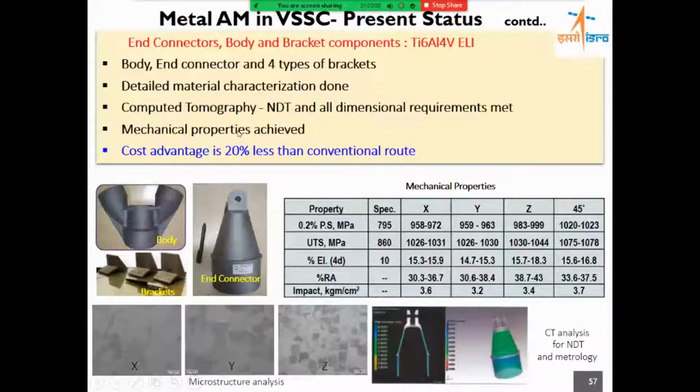Here also we could see that there is a cost advantage of 20% compared to our conventional route. And mainly, as I mentioned, there is a tremendous schedule advantage. For these products, if you make them through conventional routes, the cycle time is something like 4 to 6 months, whereas in the 3D printing route you can make this in 2 to 4 days.